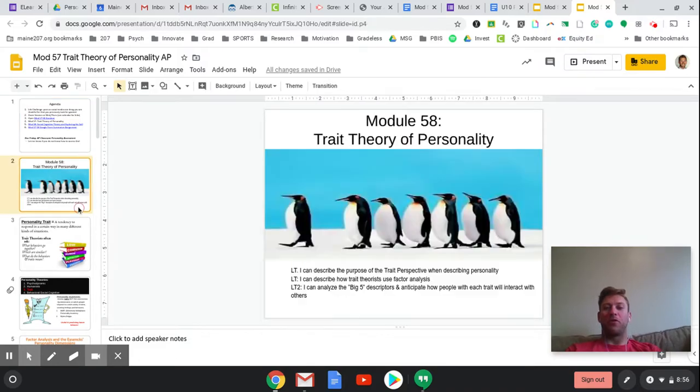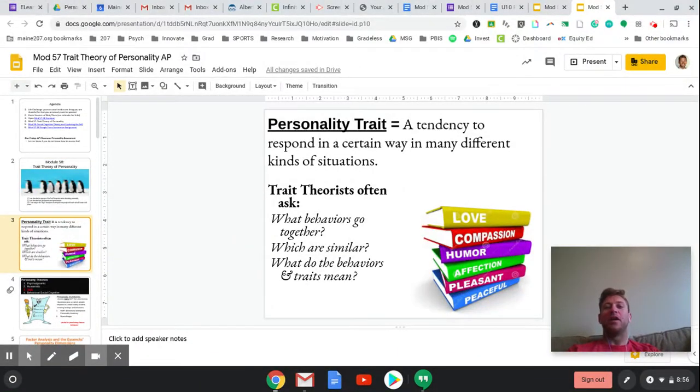All right, so we're talking about personality still. And so the first thing we're going to talk about is the trait theory. Essentially, we've talked about our traits and our disposition and who we essentially are. Our traits are how we respond to different situations, and how we might do that differently depending on the situation. Trait theorists look at what behaviors go together, which ones are similar, and what these behaviors and traits mean together.